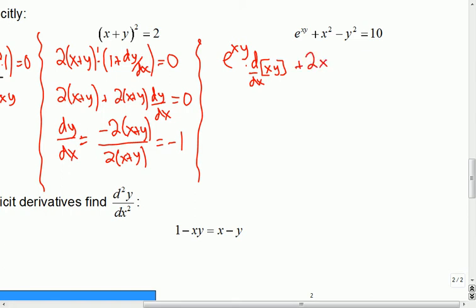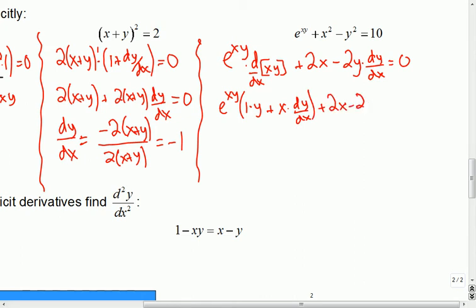This will be plus 2x, take away 2y dy dx equals to 0. Using the product rule for this piece, it will be e to the xy times 1y plus x dy dx plus 2x minus 2y.